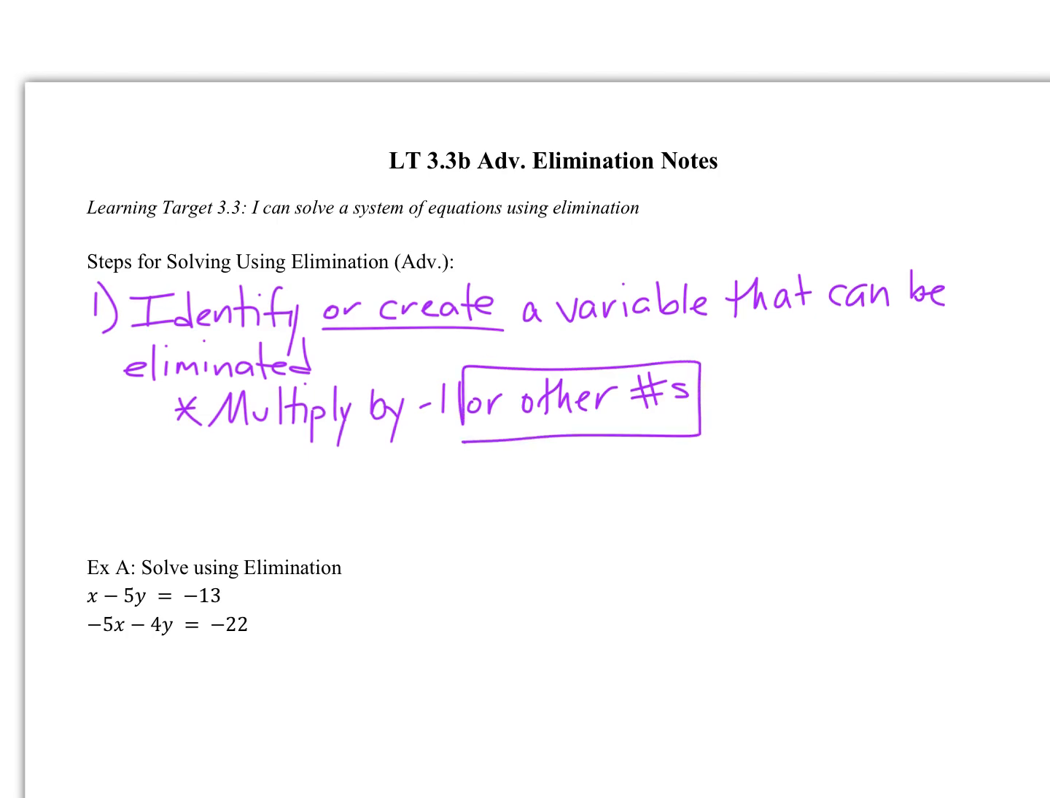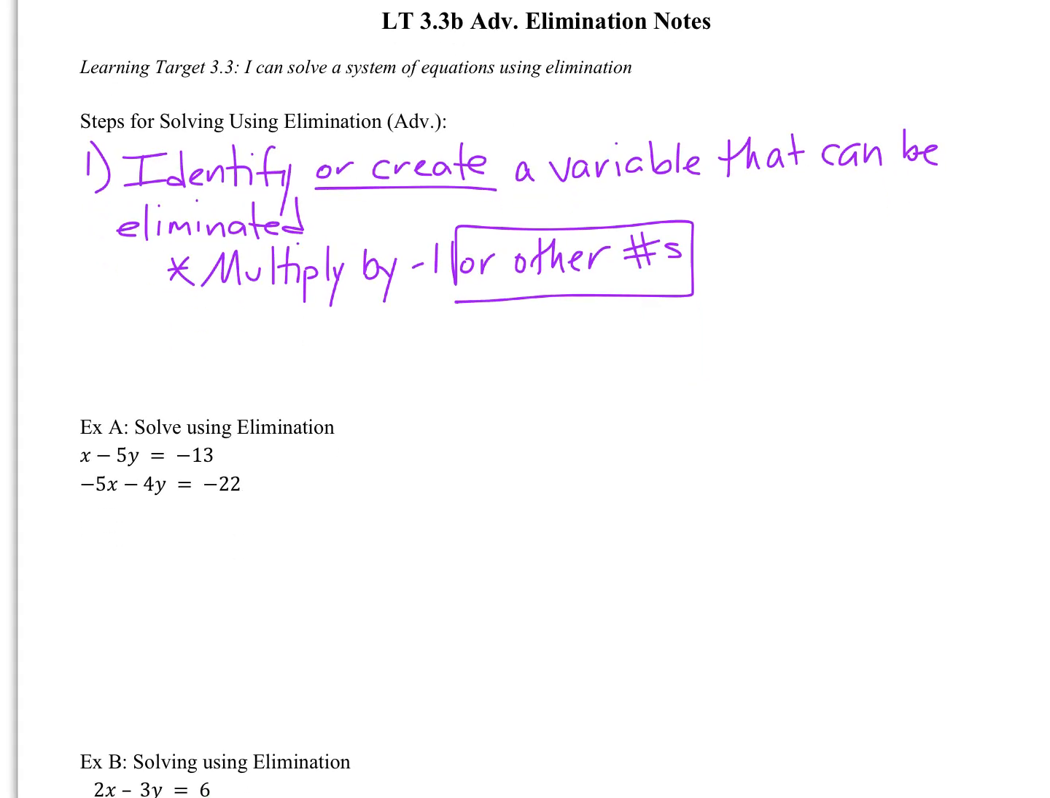And then after that, it's the same things. We're adding the equations together. We solve for the variable, plug it in, find the other one. Okay? This is just the part that's going to become newish.